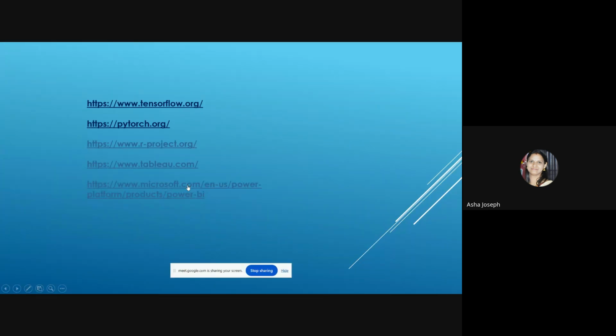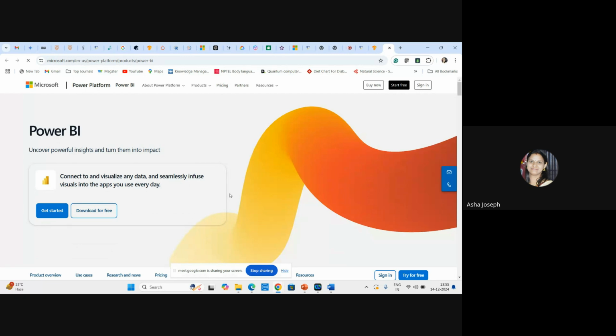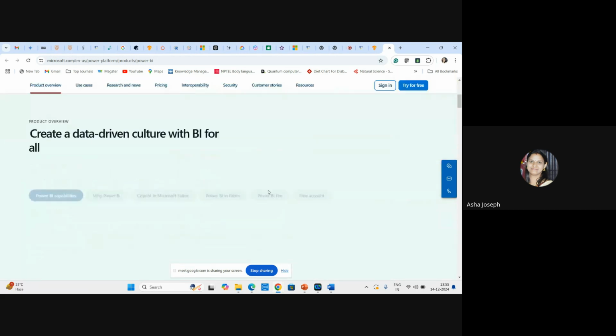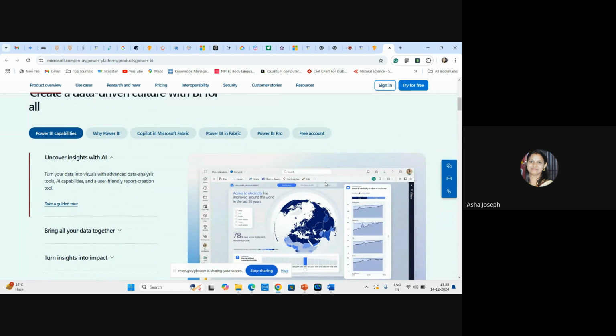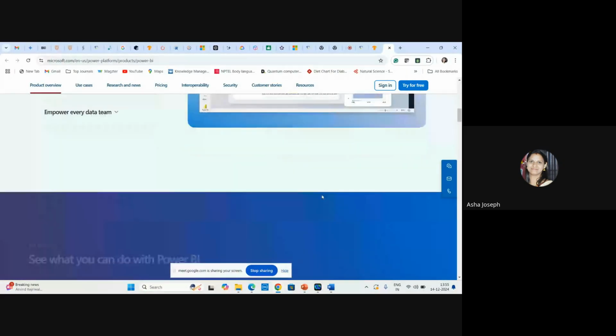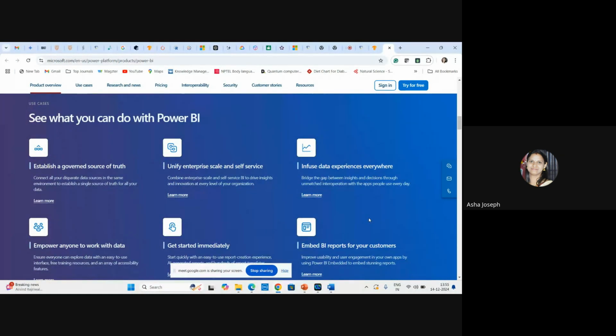And finally, Microsoft's Power BI. This is also available as a free version for connecting to and visualizing any data, and you can use it in your research, and see how it is bringing everything together around the globe. This is another tool you can use for the purpose of research.